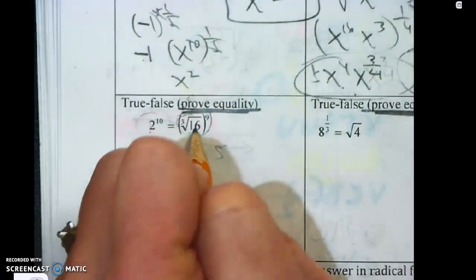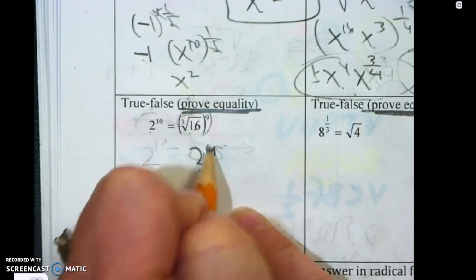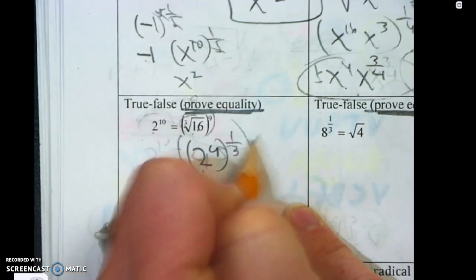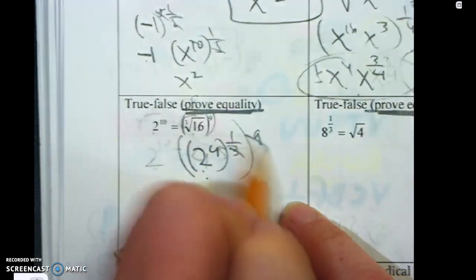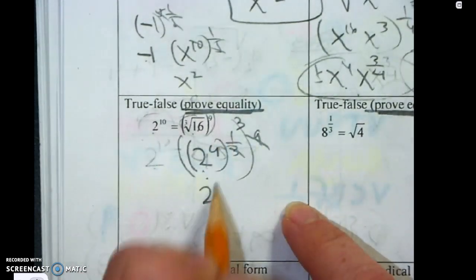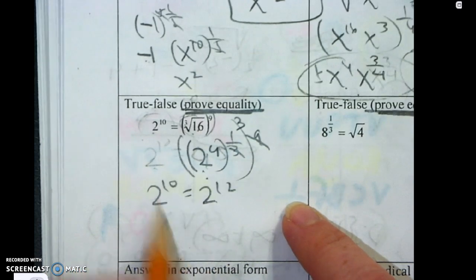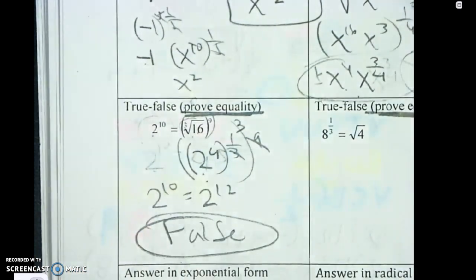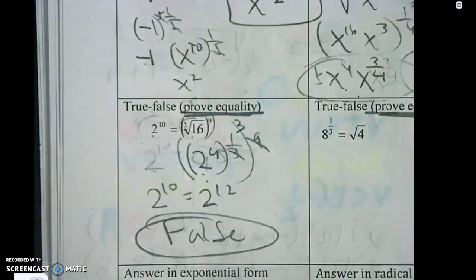So instead of writing 4 squared for 16, I'm going to write 2 to the 4th to the 1/3 to the 9th. So that's 3. And this is 2 to the 12th equals 2 to the 10th. And that is false. I'm showing that the bases are the same and the exponents are not. That's how I can compare them, not because I picked up my calculator and figured out the answer.